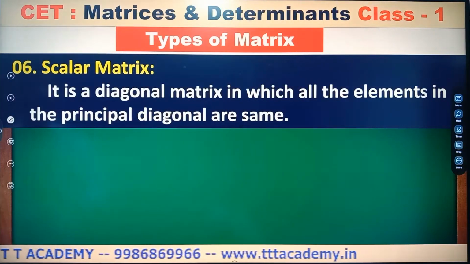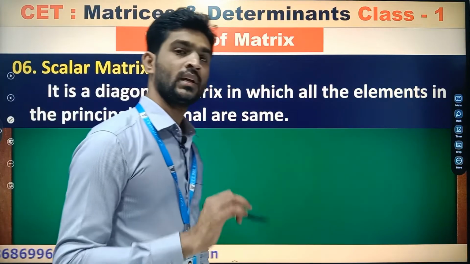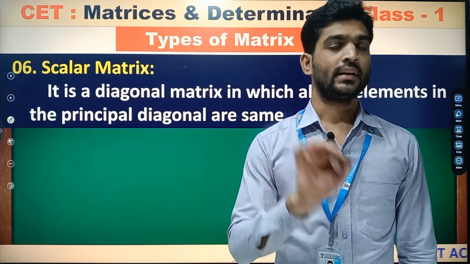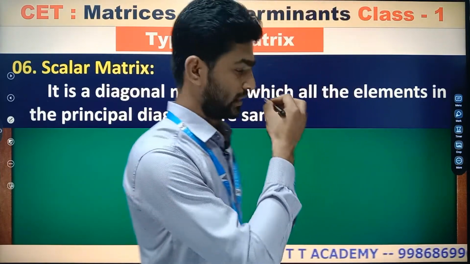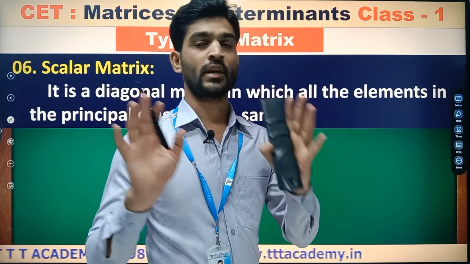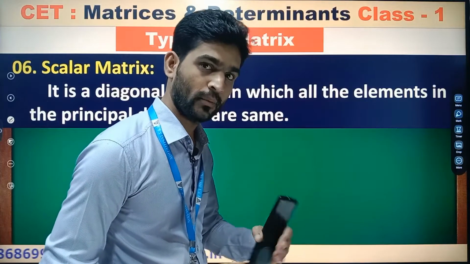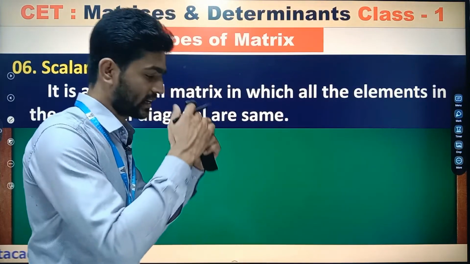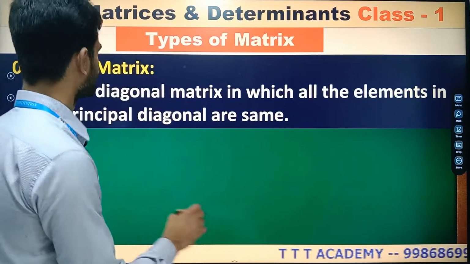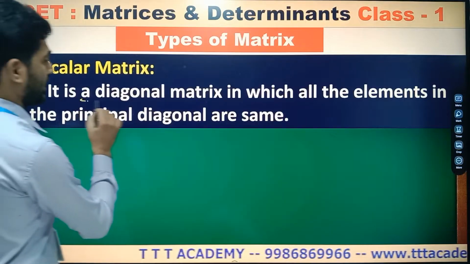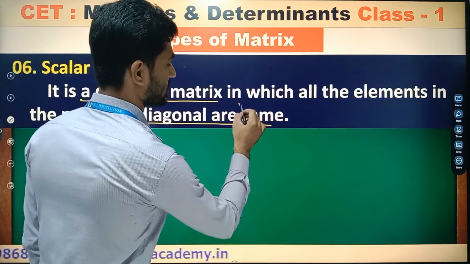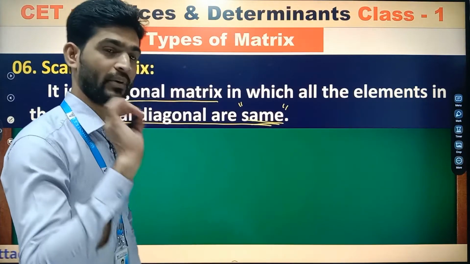Next one, scalar matrix. What is a scalar matrix? A scalar matrix is nothing but a matrix which satisfies the condition of a diagonal matrix. In a diagonal matrix, we observed that the first principal diagonal elements all had values, and other than the principal elements are equal to 0. The same condition must be satisfied, but the condition is that all the first principal diagonal elements should be the same, one single value. According to the statement, it is a diagonal matrix in which all the elements in the principal diagonal are the same. The principal diagonal elements should be the same.